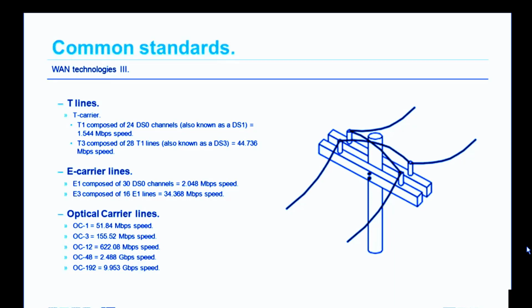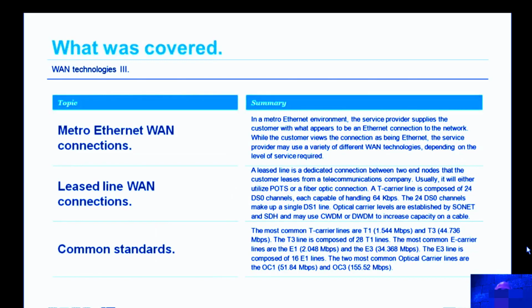That gives you up to 9.953 gigabits per second speed. So essentially 10 gigabits per second worth of bandwidth. Now that concludes this session on WAN Technologies Part 3.